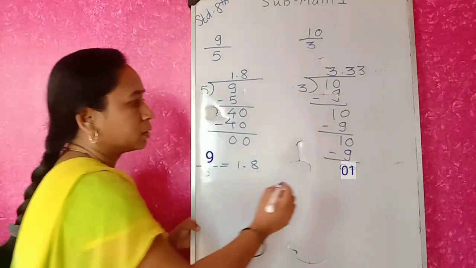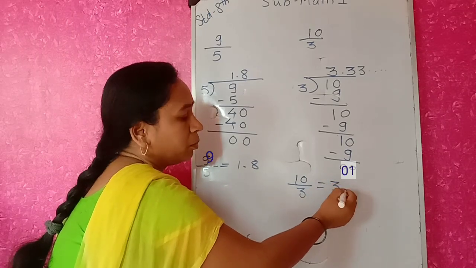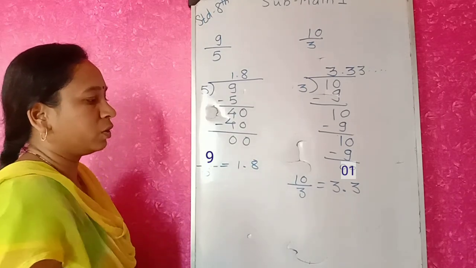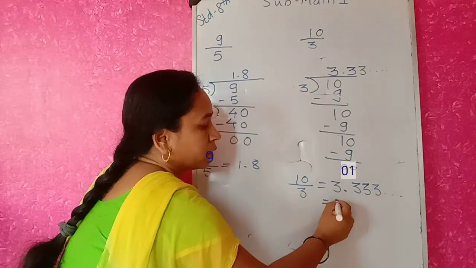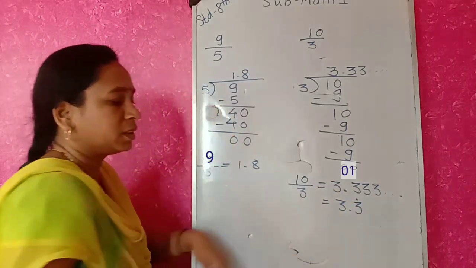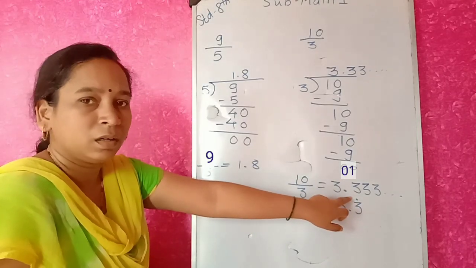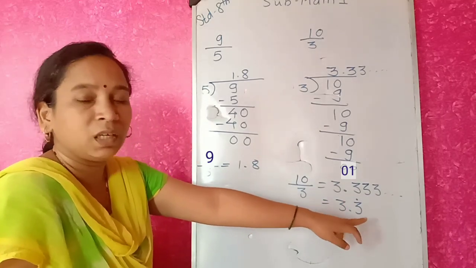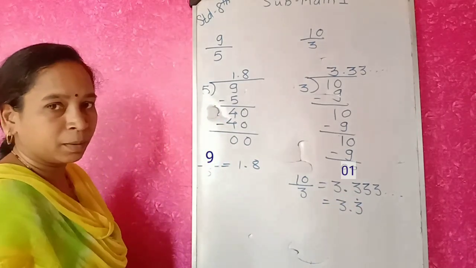While writing the answer, 10 upon 3 is 3.3 and so on. Now instead of repeating 3, I can write 3 point and a dot or bar. If a single digit is repeating, you can give the dot above the digit, and if two or three digits are repeating, then you can give the bar above the digits.